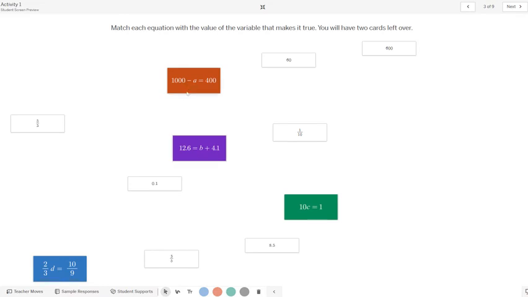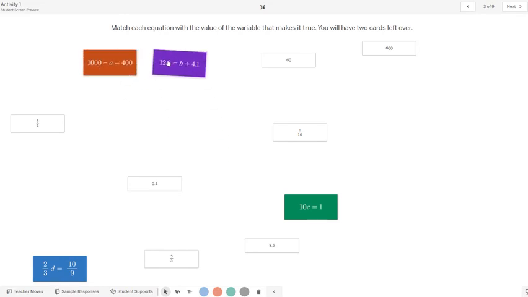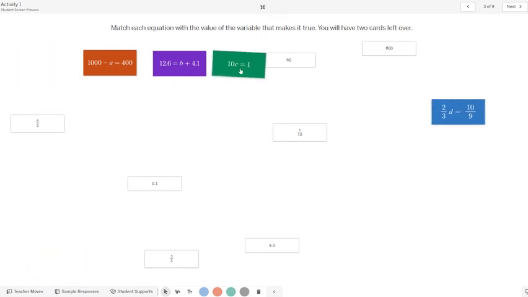So let's take a look at some of these. I'm going to line these up, put our equations up here. I'm going to set this off to the side because I think that's the toughest one to look at. So we have 1,000 minus a number equals 400. Which one of these taken away from 1,000 equals 400? It's not 1/10, 3/5, 8.5, 600. 1,000 minus a equals 400.